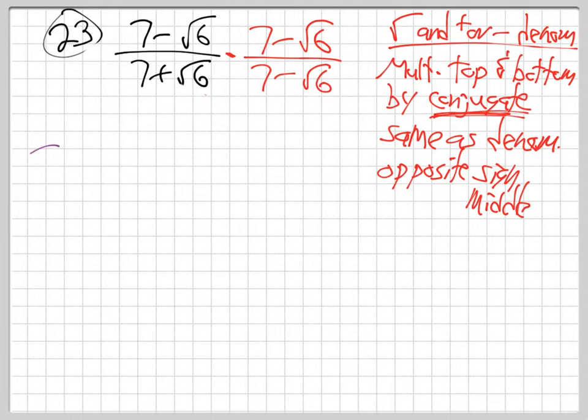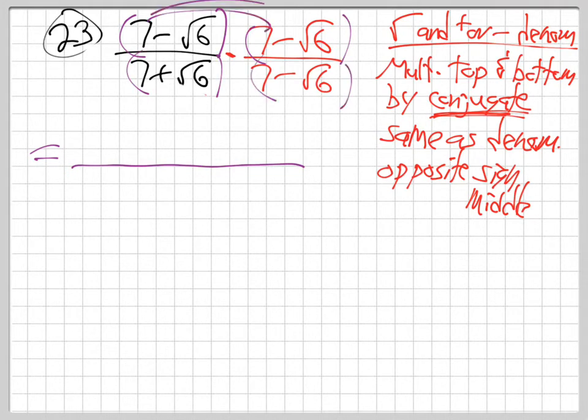Okay, so then what happens? Well, you got to FOIL it. In other words, it's like parentheses on these guys. So you got to take the 7 to both. 7 times 7, 49, minus 7 root 6. He's done. That 7 went to both.